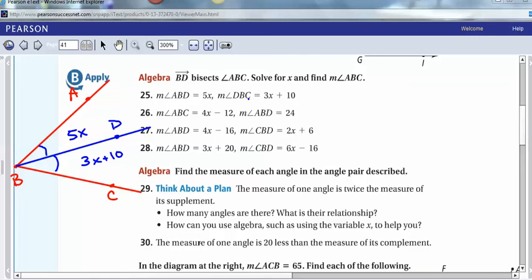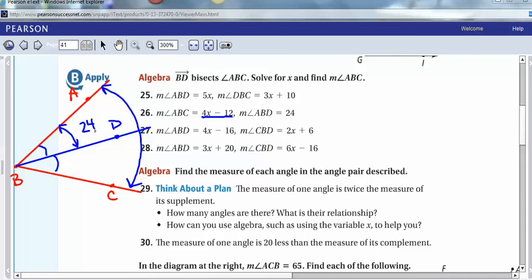Now, if you look at this, you can use the same drawing for problem 26, but look at the information now. ABC is 4x minus 12. Which one is ABC? Very good. It's the whole thing. So this whole angle for number 26, the whole thing is equal to 4x minus 12. One of the little ones, ABD, which is here, isn't it? What's that equal to?